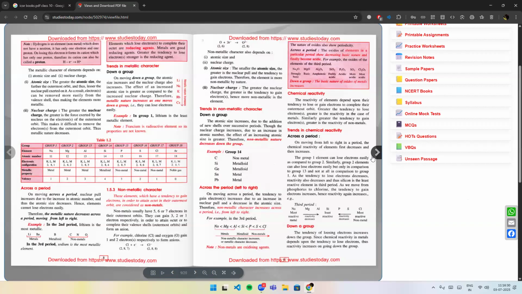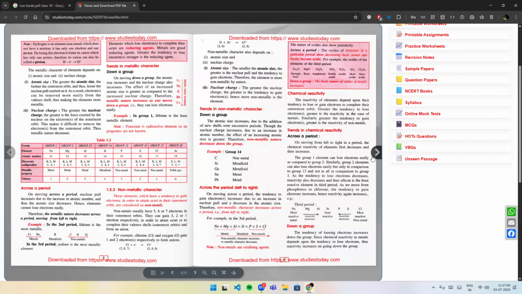The reactivity of elements depends upon their tendency to lose or gain electrons to complete their outermost orbit. Greater the tendency to lose electrons, greater is the reactivity in the case of metals. Similarly, greater the tendency to gain electrons, greater is the reactivity of nonmetals. Trends in chemical reactivity across a period. On moving from left to right in a period, the chemical reactivity of elements first decreases and then increases.